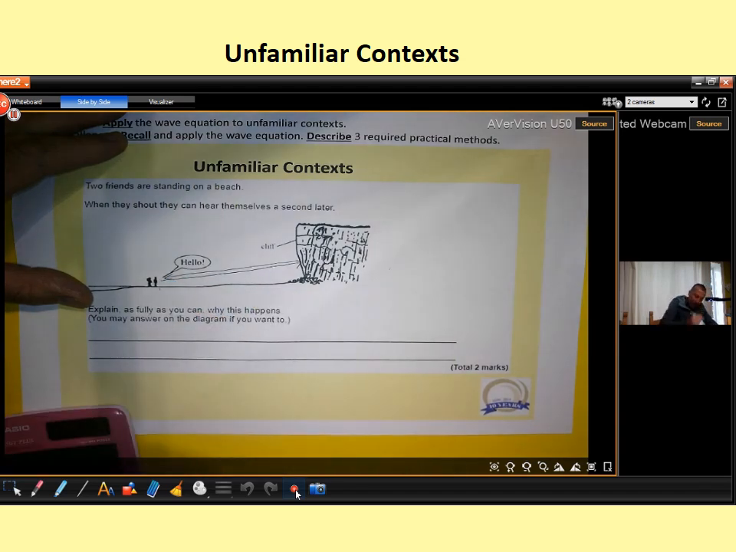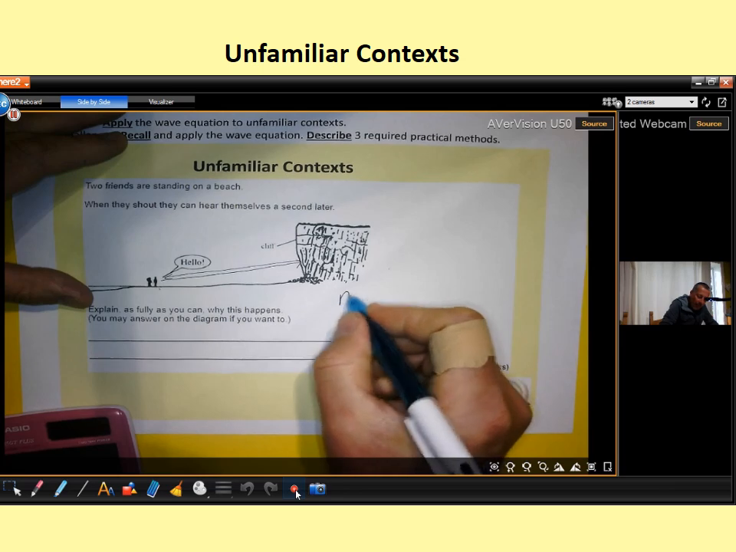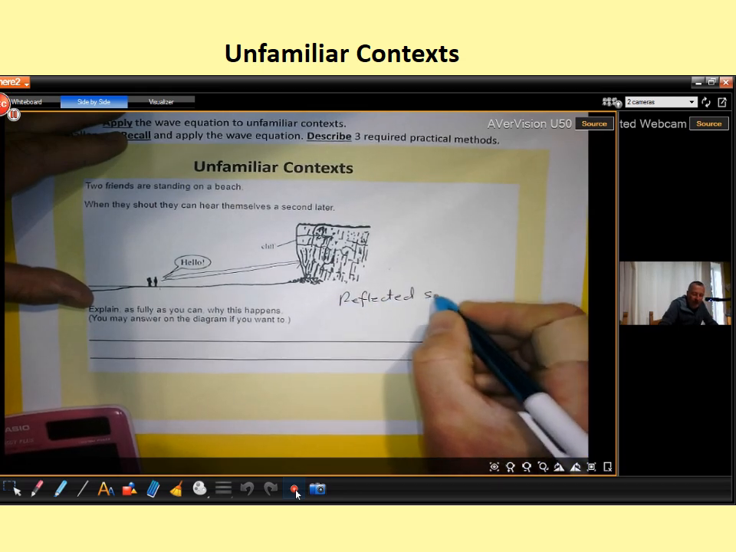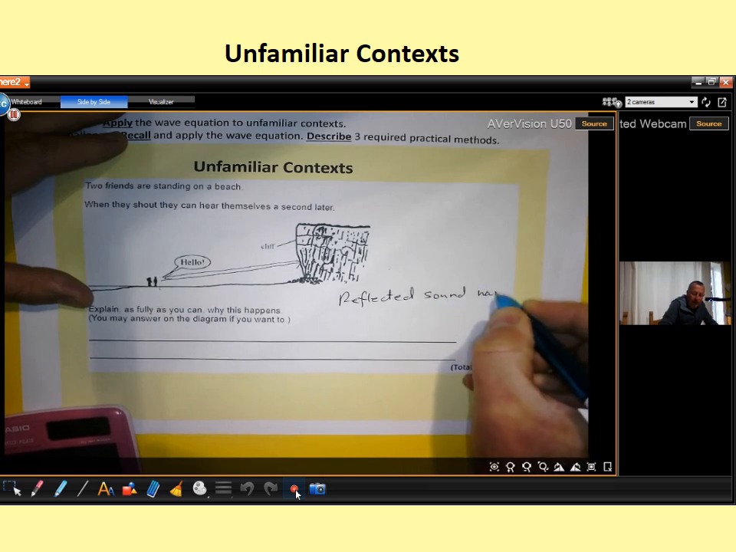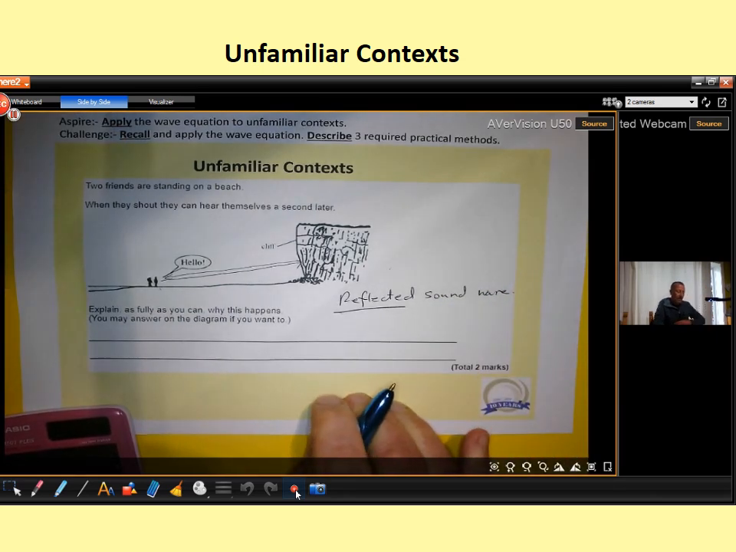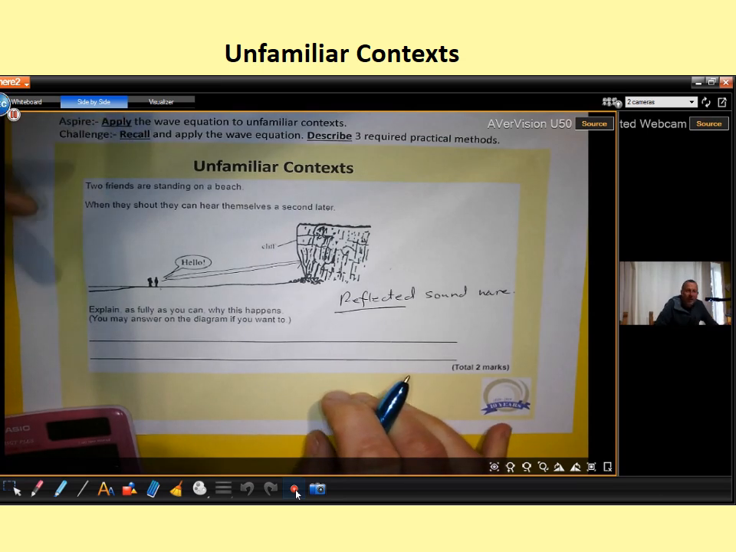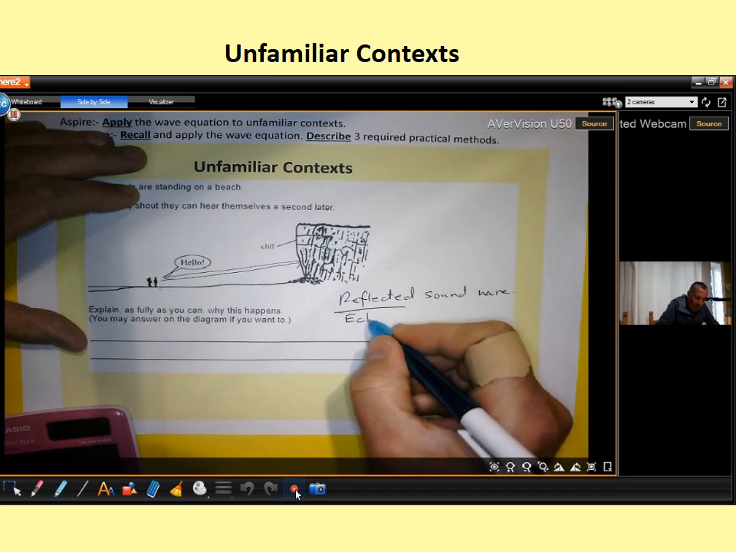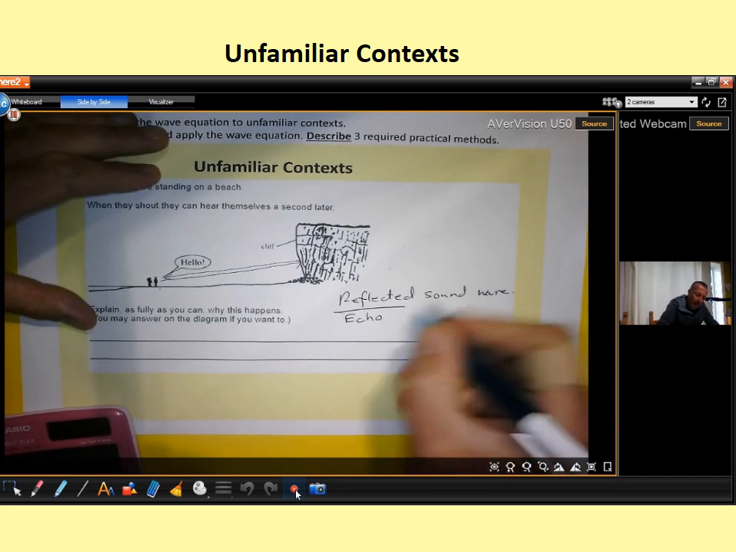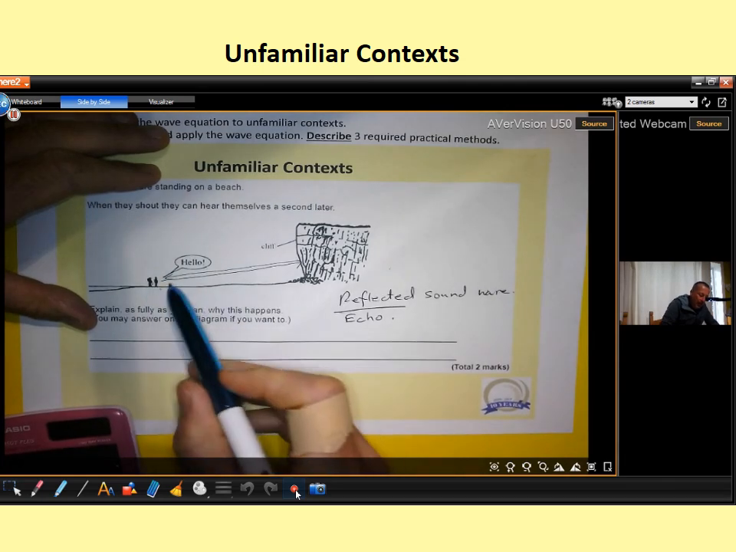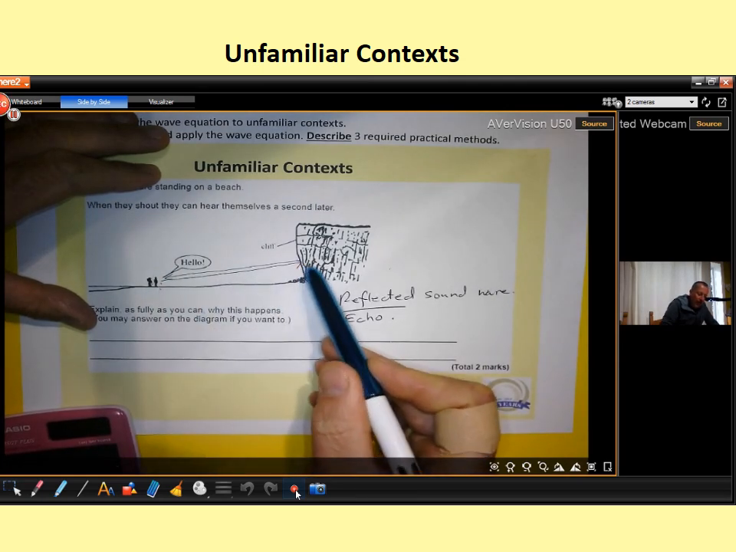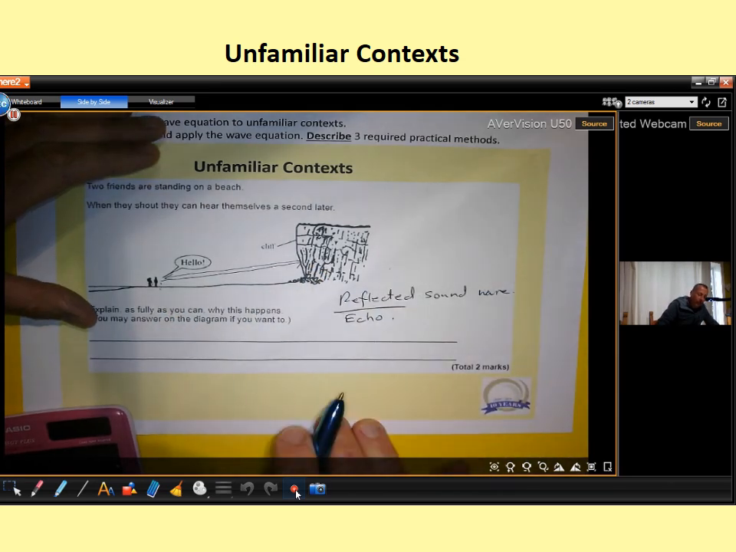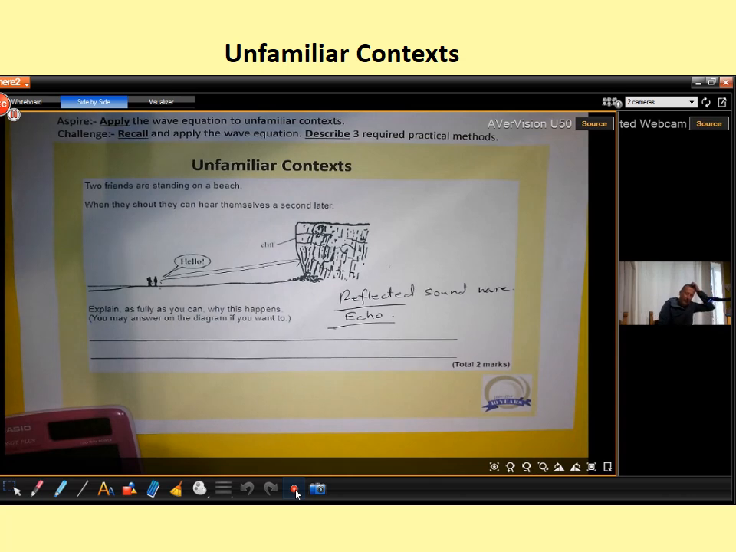So what you want somewhere in your answer is reflected sound wave. There'll be a mark for that. The sound wave's reflected, and there's a name that we call sound waves when they're reflected, which is an echo. So an echo is when the sound waves travel somewhere, hit a flat surface and reflect back, and you hear it again. So reflected sound wave.